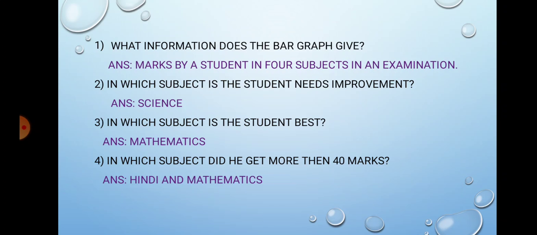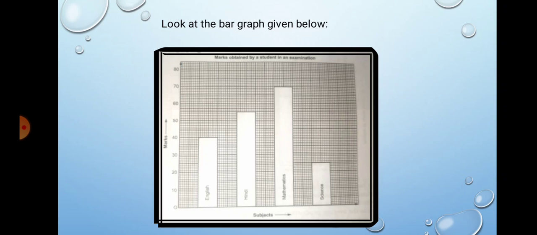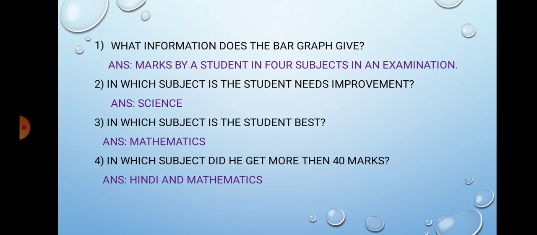What information does the bar graph give? So we have seen a bar graph, right? So what information does this give? It gives the marks statement of a particular student in 4 different subjects. In which subject does the student need improvement? In which subject did the student get the least mark?